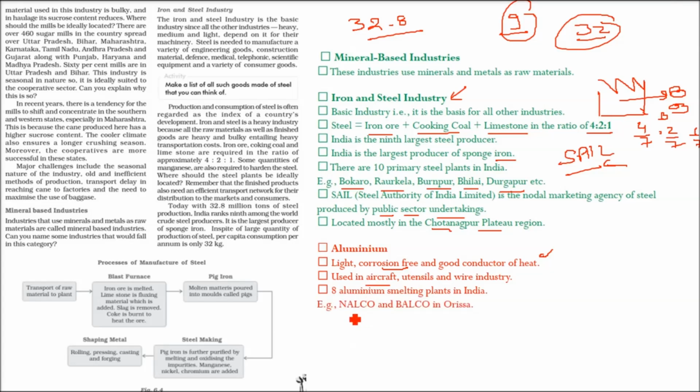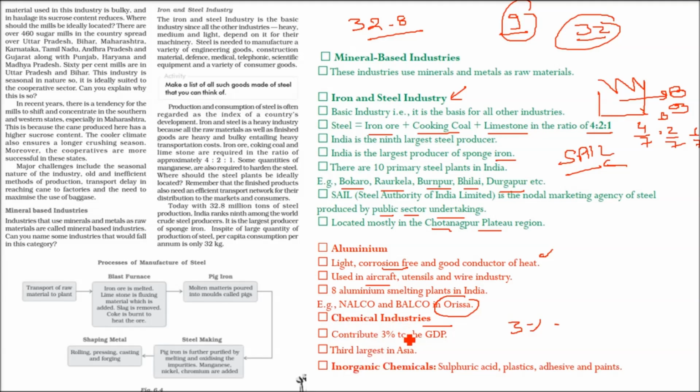And we have various smelting plants in India, like Nalco and Balco in Odisha. Coming to the chemical industry, all the chemicals we produce contribute 3% of the GDP, and India is the third largest in chemical industries. Chemicals can be divided into inorganic and organic chemicals. Organic chemicals contain carbon, such as petrochemicals, dyes and drugs. Inorganic chemicals include sulfuric acid, plastics, adhesives and paints.